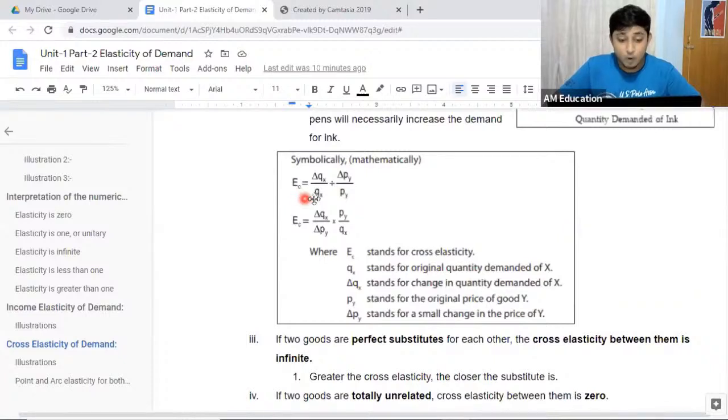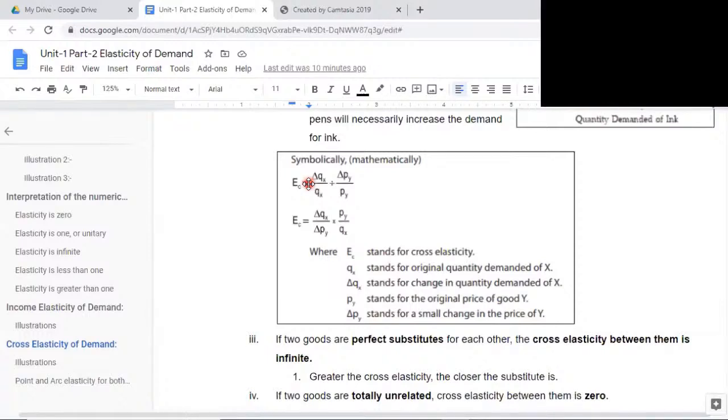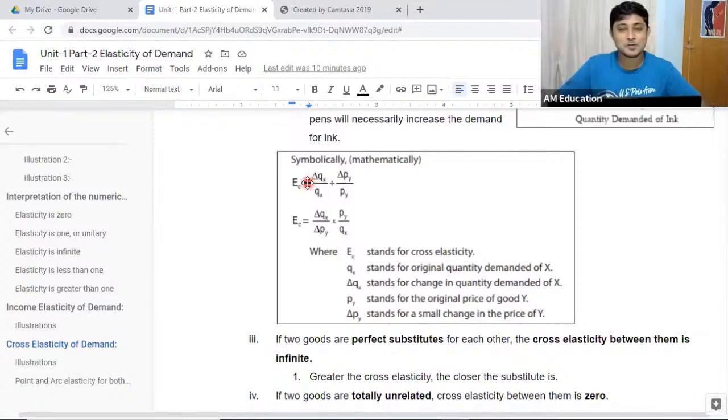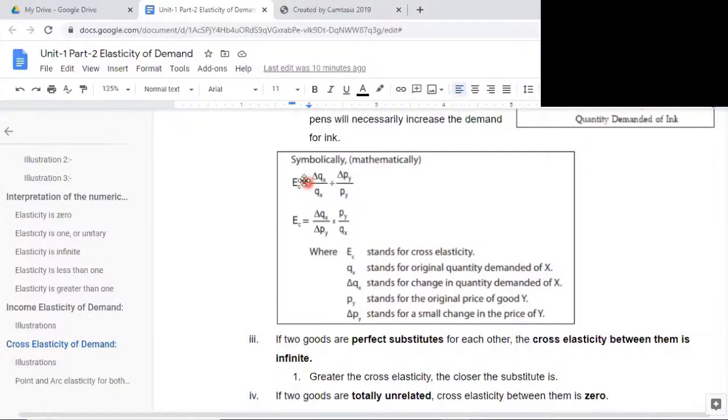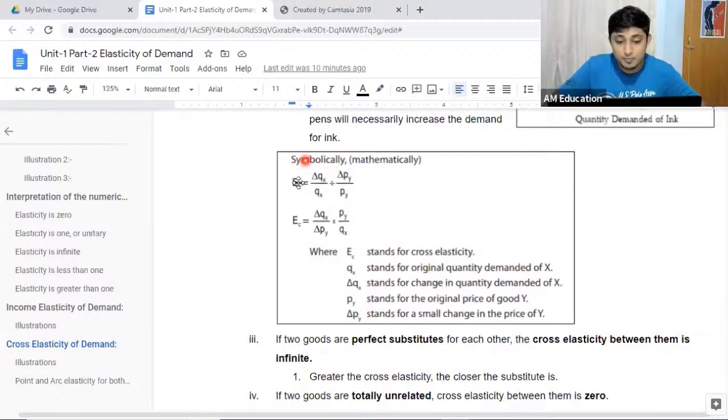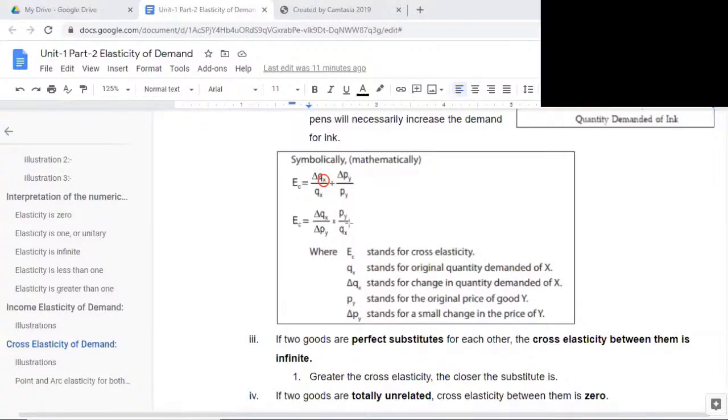So EC, what are we seeing? That this triangle is what? Delta. Delta means change in economics. What is exactly the change? In economics, delta means change, right? So the change in the quantity demanded of product, which product are they talking about? See it properly. Which product is it? X.